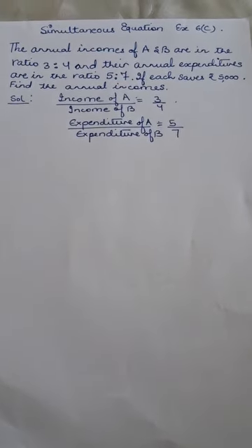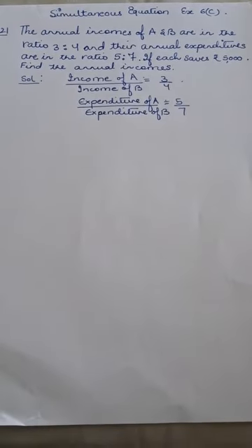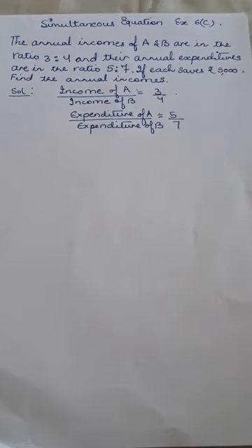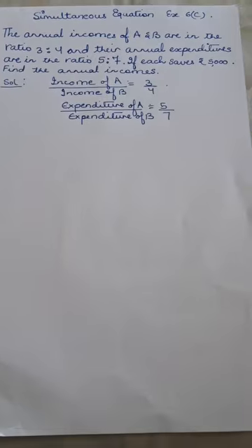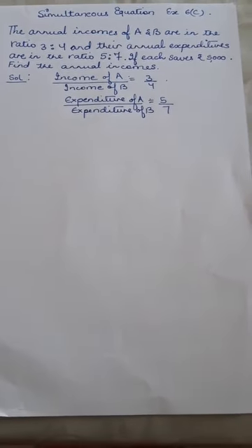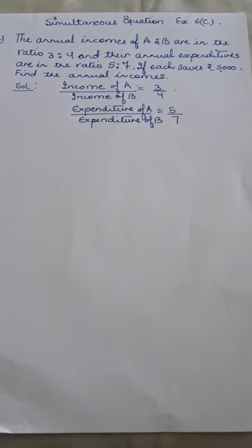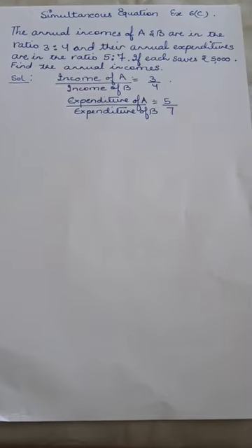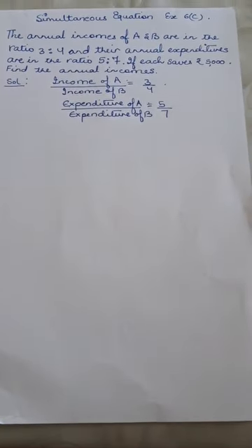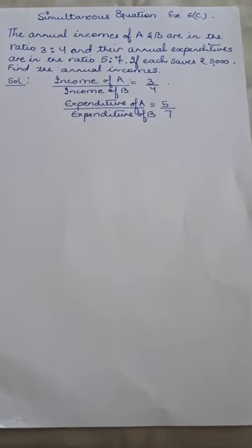Hi, today we will be doing simultaneous equation exercise 6C question number 21, which states that the annual incomes of A and B are in the ratio of 3:4. The annual expenditures are in the ratio of 5:7. If each saves 5,000, find the annual income. Expenditure means how much they spend.